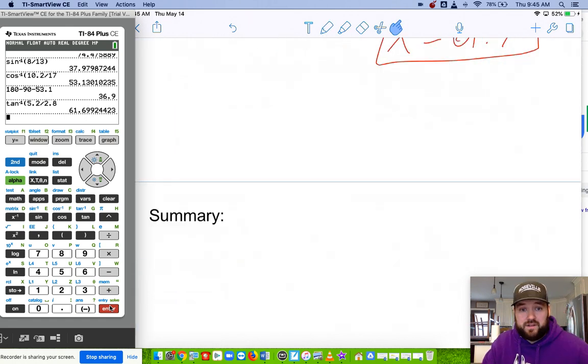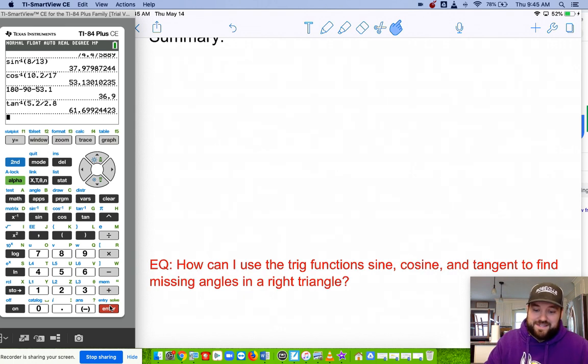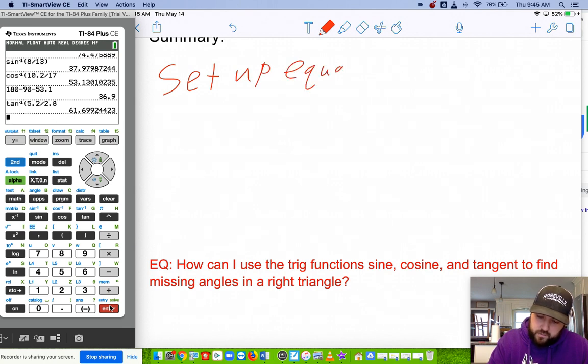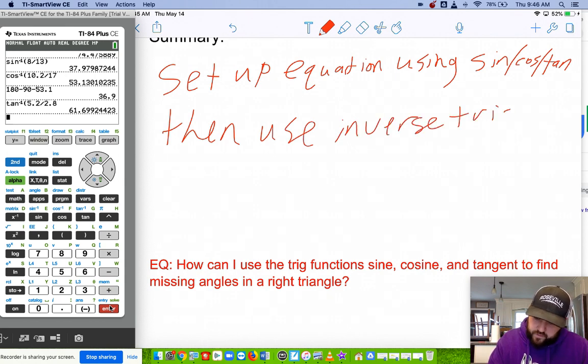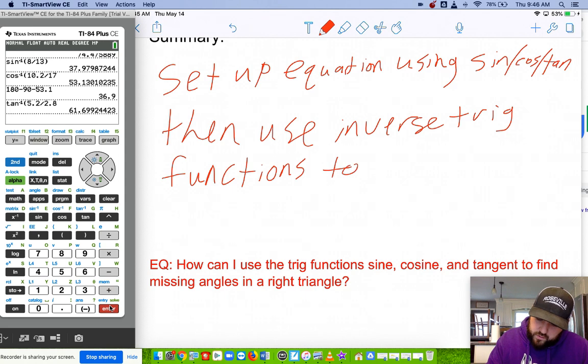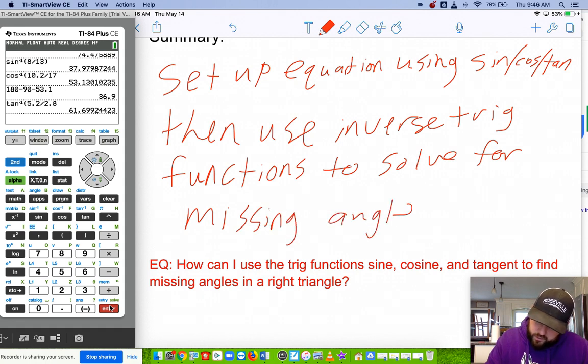Okay, and that's really, to summarize, how can I use the trig functions to find missing angles? Set up an equation using sine, cosine, tangent. Then use inverse trig functions to solve for the missing angle. We did it.